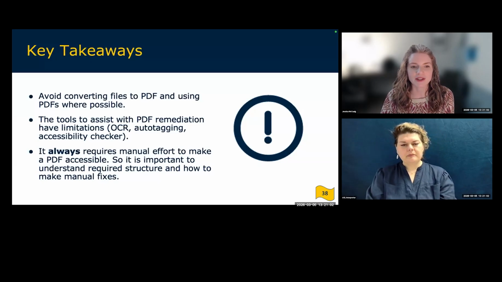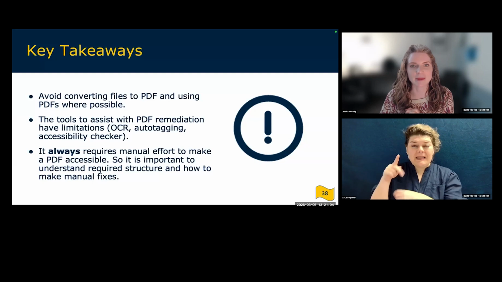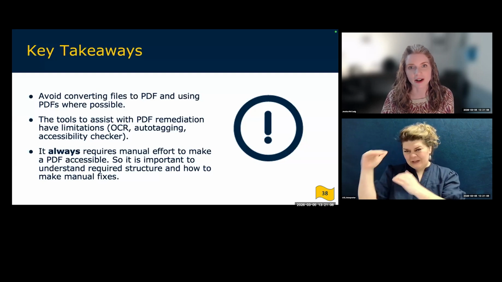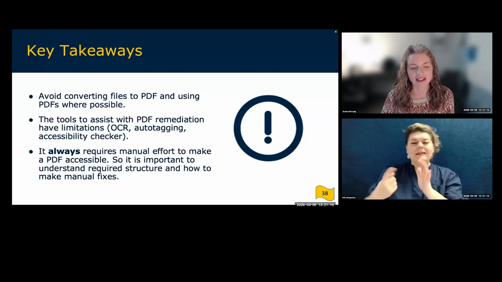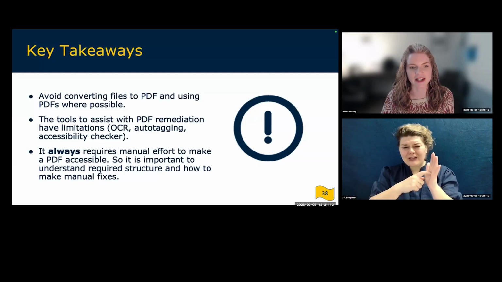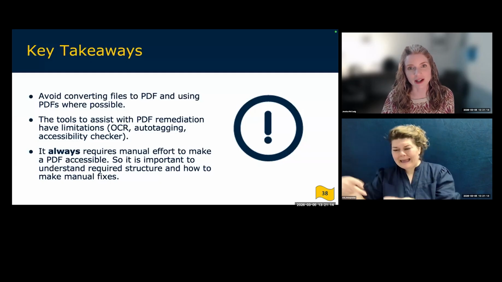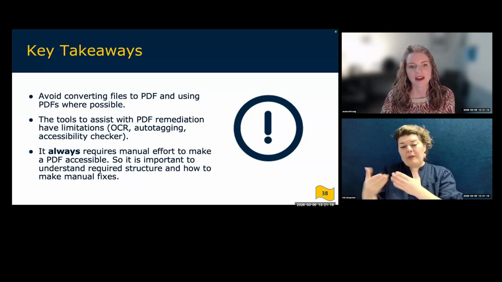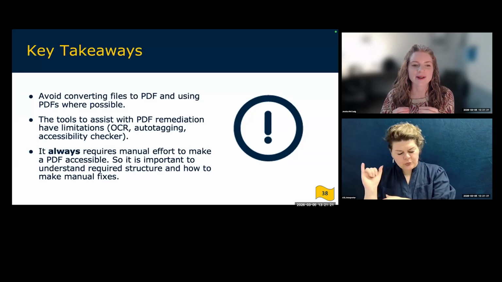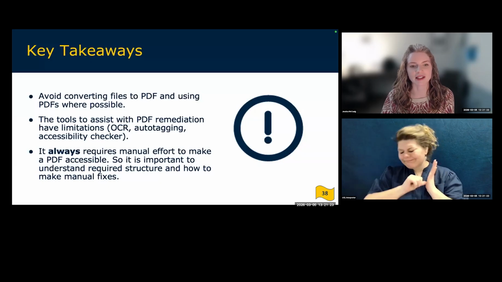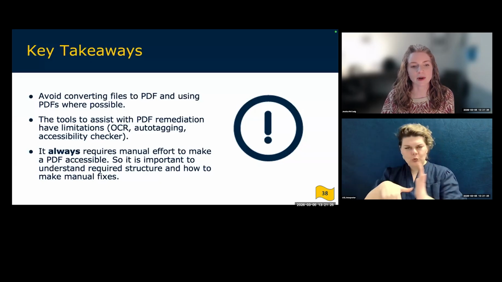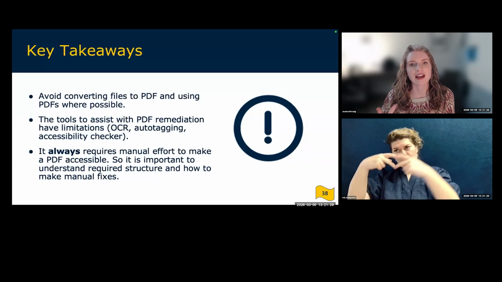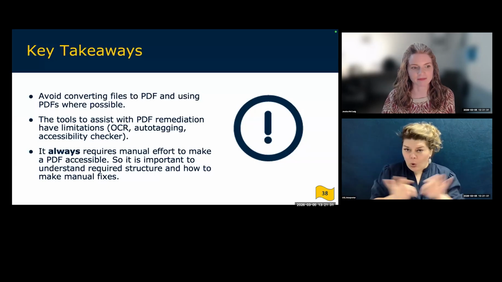The tools to assist with PDF remediation have limitations. So we've repeated this throughout today's session. OCR or optical character recognition has limitations. Auto tagging has limitations. And the accessibility checker, which we're going to review in part 2, also has limitations. It always, always, always requires manual effort to make PDFs accessible. So it is important that we understand the required structure, which we spent time looking at today, and how to make manual fixes.